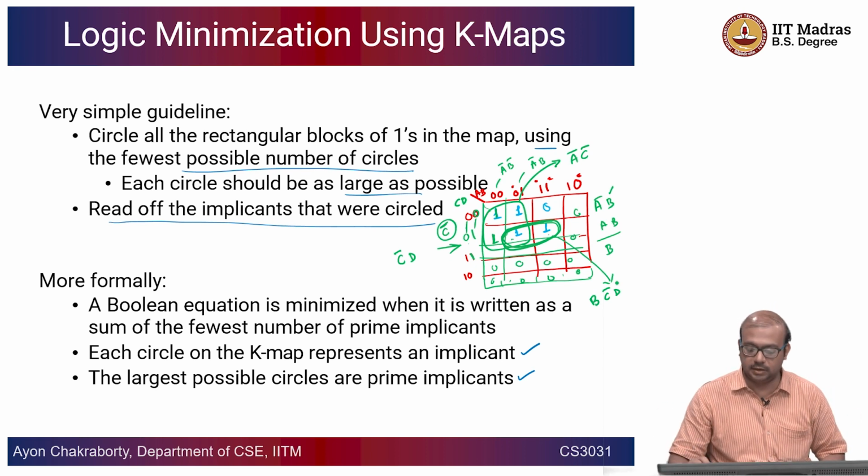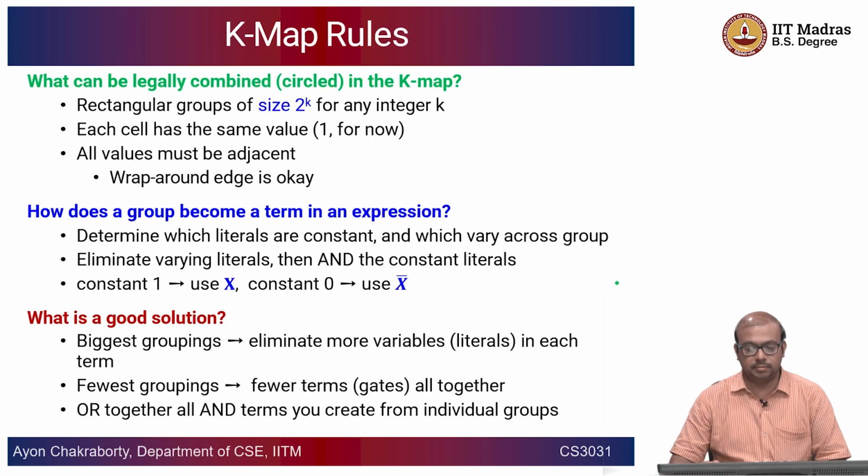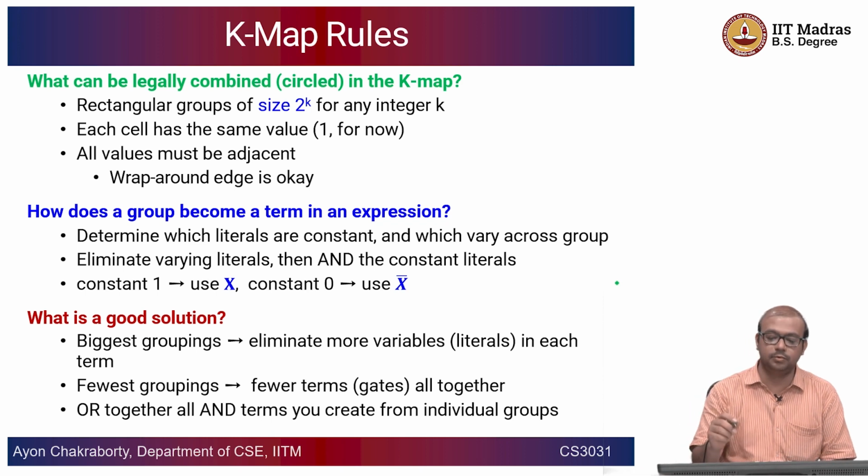Just a quick recapitulation of what we have already studied in the last class, right. And just make sure that you have the sum of the fewest number of prime implicants, that means the Boolean expression is minimized, okay. So there are some Kmap rules: rectangular groups of size 2 to the k for any integer k. These are the rules that tell you how you can circle or put these rectangles or circles in these Kmaps.